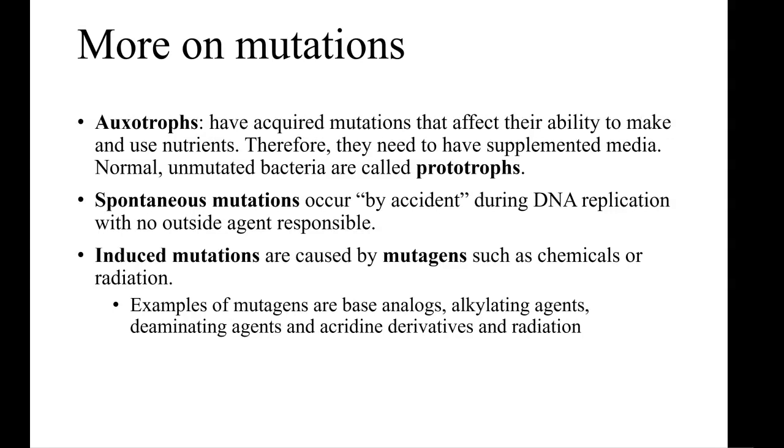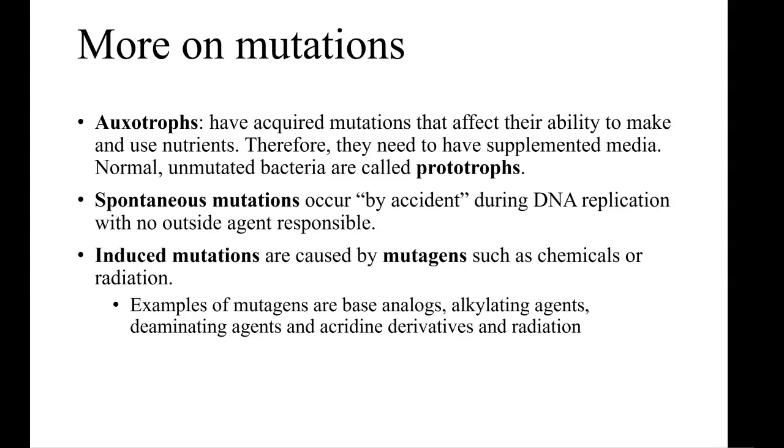Auxotrophs are bacteria that have acquired mutations that affect their ability to make and use certain nutrients. We can actually use this to our advantage when we're studying mutations. A normal unmutated bacteria would be what we would call a prototroph. I'm going to talk lastly about a little experiment where we can use an auxotroph to determine whether or not a chemical or drug that we're testing is a mutagen.